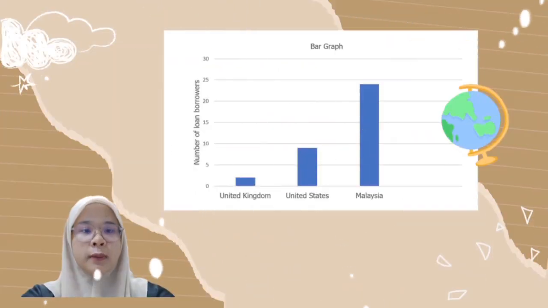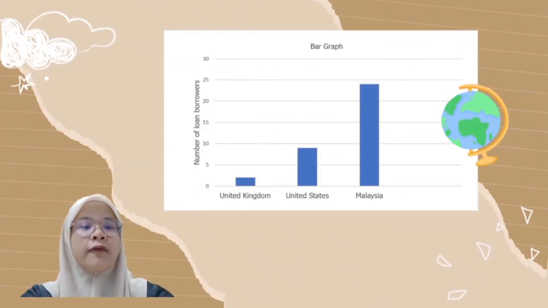The bar graph illustrates the number of people who borrow study loan from Majlis Amanah Rakyat, which is MARA, and the countries they are studying in. Malaysia holds majority of borrowers with 24 people, while United States came in second with 9 borrowers, and only 2 borrowers are studying in United Kingdom.